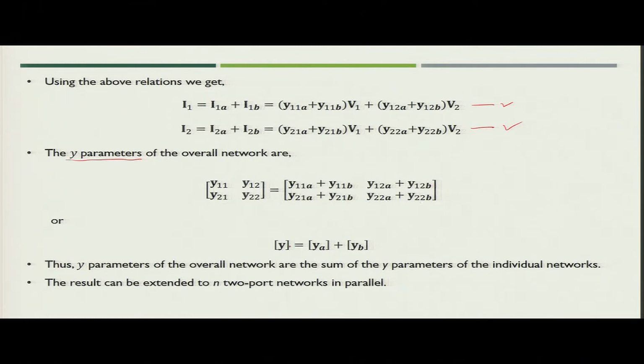So, in short we can write that the y parameter matrix of the overall network is the summation of the y parameter matrices of the individual subnetworks. So, the y parameters of the overall network can be calculated by summing the y parameters of the individual networks. Now, again this can be extended to any n number of two port networks which are connected in parallel.